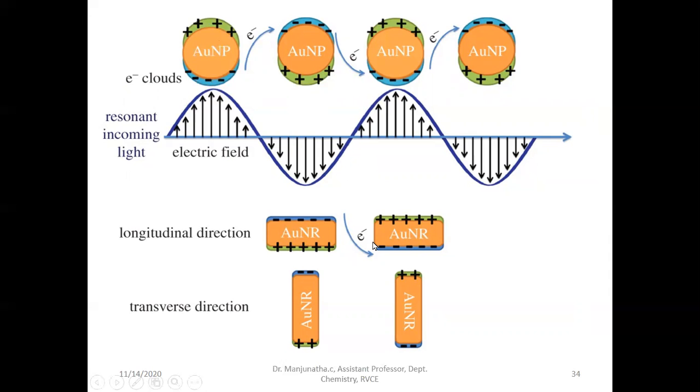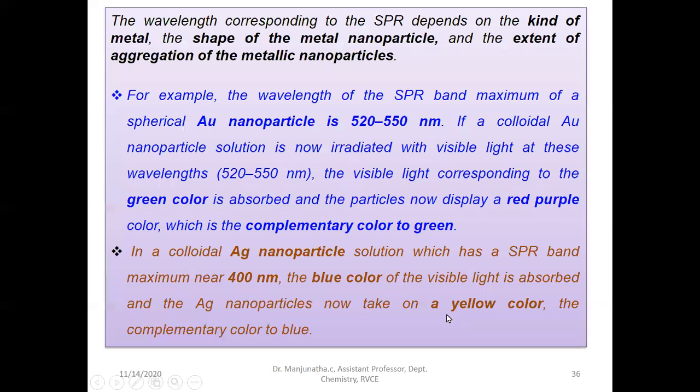However, if they are in the form of rod shape, you can expect two types of vibration. One is towards the edges, the longitudinal direction, and the other is the transverse direction, the polarization of the electron cloud. So these two will absorb different wavelengths and show two different peaks. By looking at the number of peaks, we can say whether the shape of the particle is spherical or rod shaped. That is one of the advantages of this.